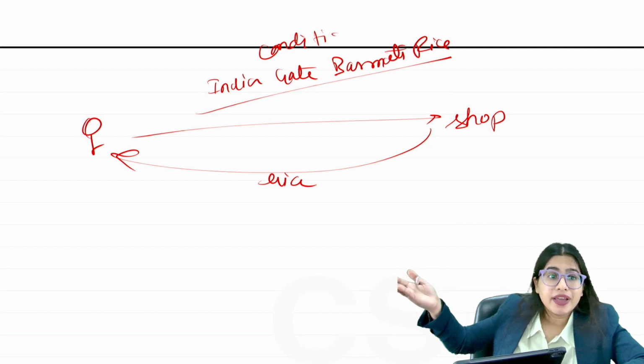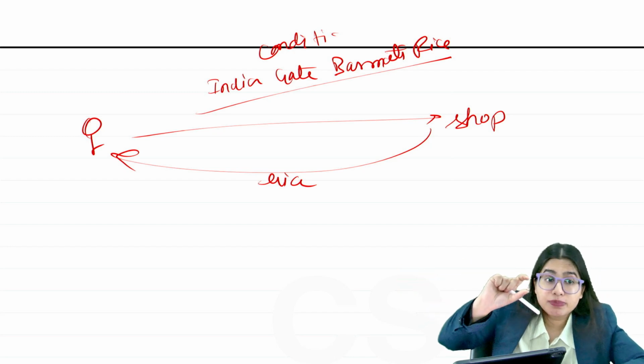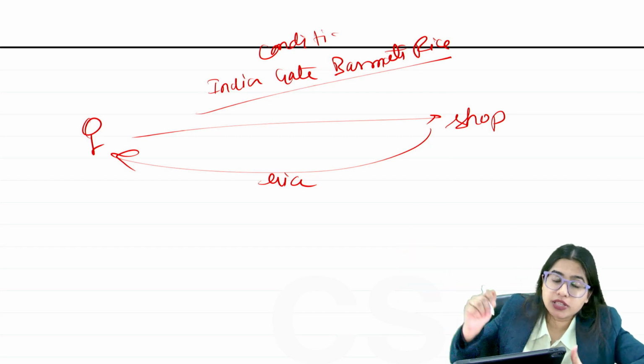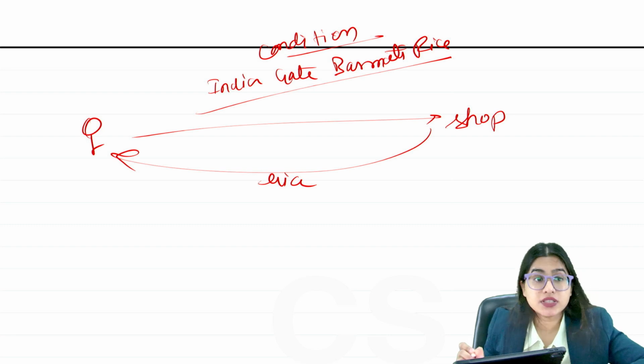Now, why am I buying this rice? I eat only India Gate Basmati. I have specifically told them the brand name: give me only India Gate Basmati rice. So, is this a condition? Yes, this is a condition.